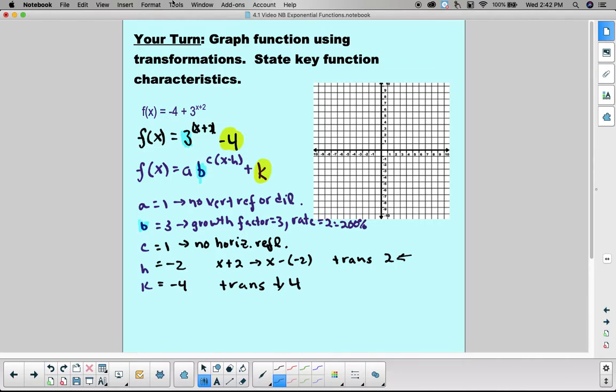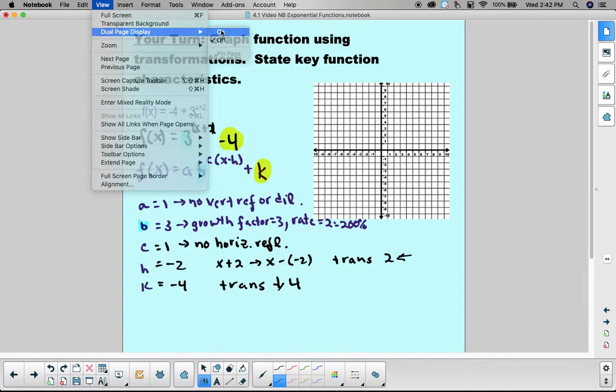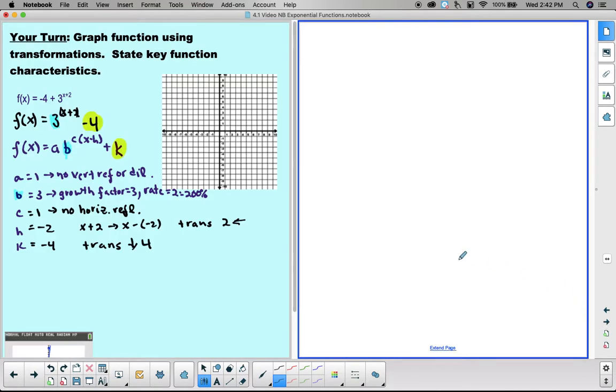So what I'm going to do first is, let's go to dual page on, and I'm going to just give myself some scribble room here, x, y. But I'm going to graph y is equal to 3 to the x. That's my parent function. So if I do -2, -1, 0, 1, 2, I get 3 to the -2 is 1/9, 3 to the -1 is 1/3, 3 to the 0 is 1, 3 to the 1 is 3, 3 squared is 9. So my parent function I'm going to graph here in black.